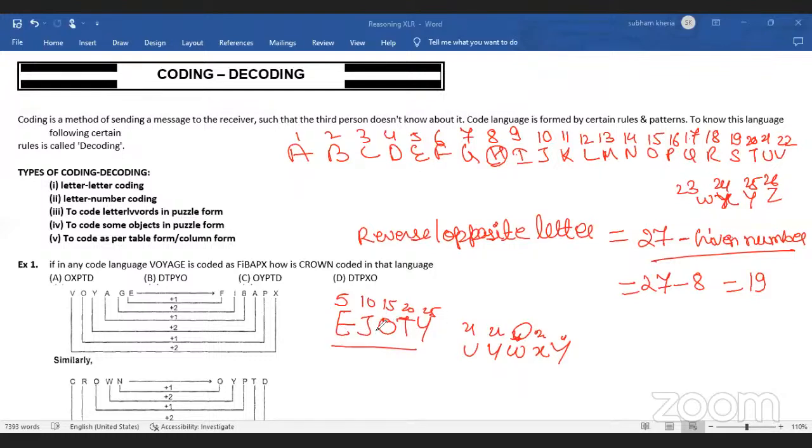So if I ask you the code of M directly without knowing this table, what you'll do? You'll write A is 1, B is 2. You'll write from the start.